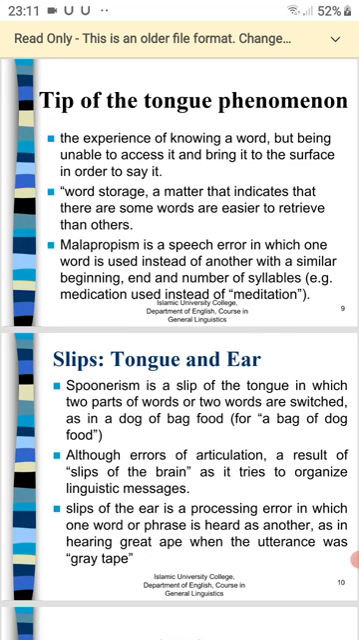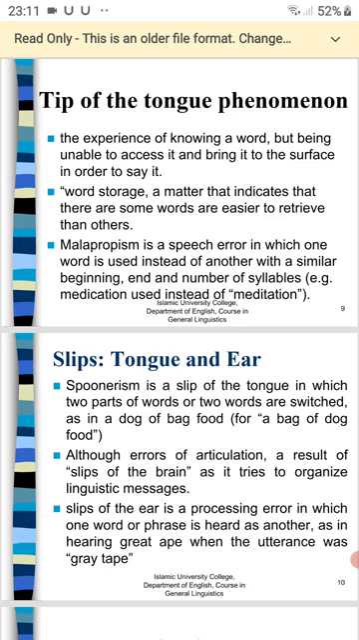The slip of the tongue. You experience a tip of the tongue phenomenon, the experience of knowing a word but being unable to bring it to the surface in order to say it. A slip of the tongue is a speech error in which a sound or word is produced in the wrong place, for example, plug boxes instead of bug pluses.